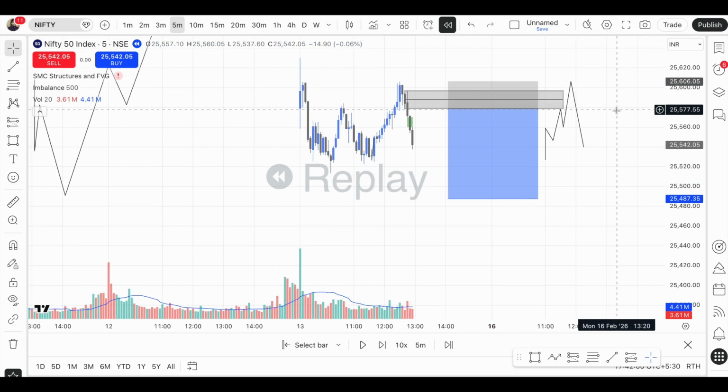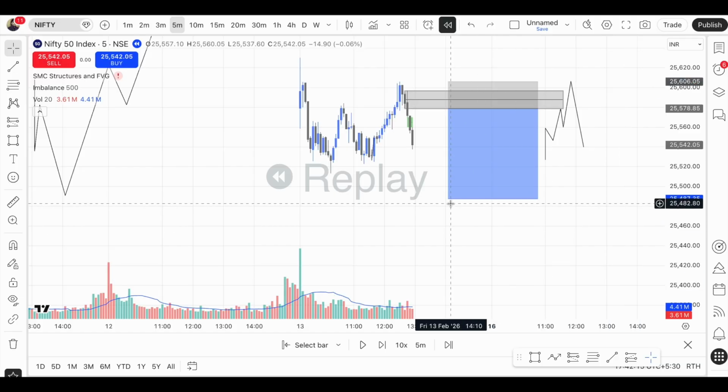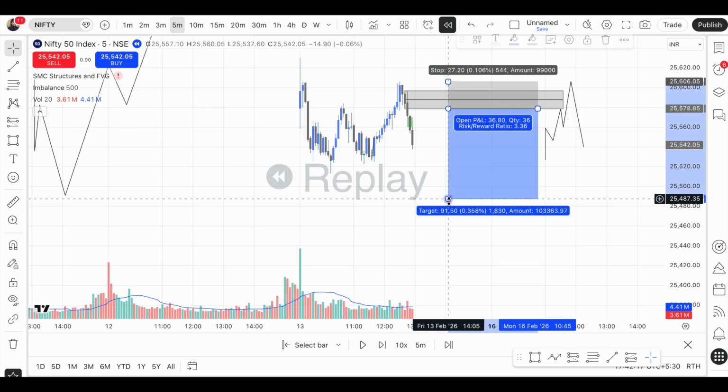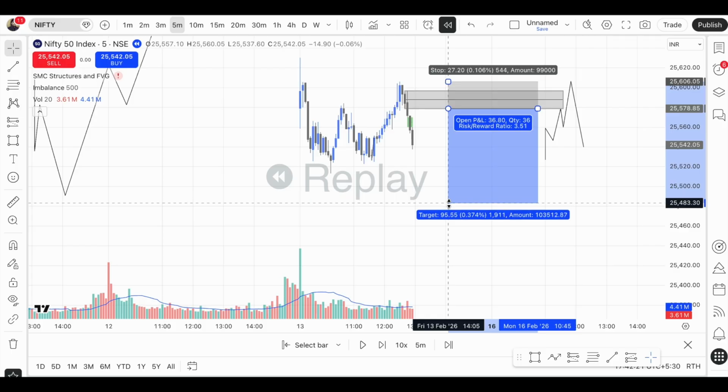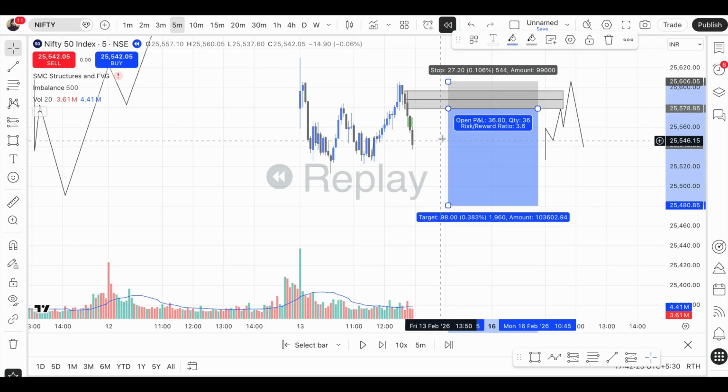Always target 100 points, and take the market more than 100 points if the market gives a big momentum move after 100 points. So our entry point is at 22,580. Our stop loss is at 22,607. How much is our stop loss? Hardly 30 points. And where is our target going to be? 580 is our entry, so 480 is going to be our target. Simply keep it like this, okay.